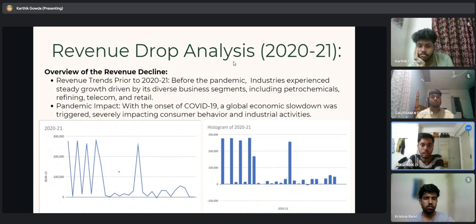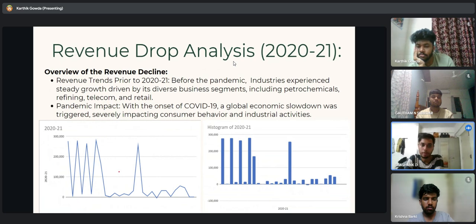So during this, although petrochemical, refinery, and technologies were the major segments of the company, as we know, the movement of the people was reduced. So the petroleum company also faced the loss.